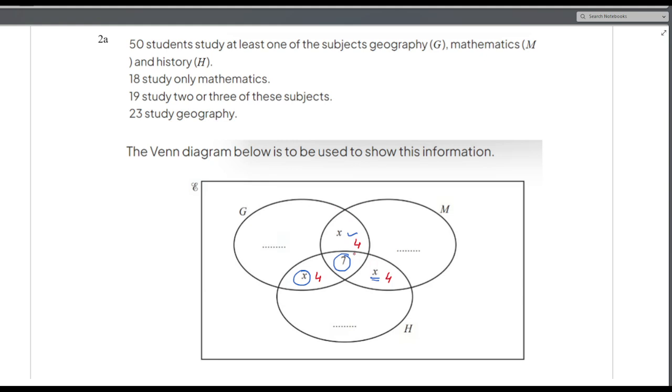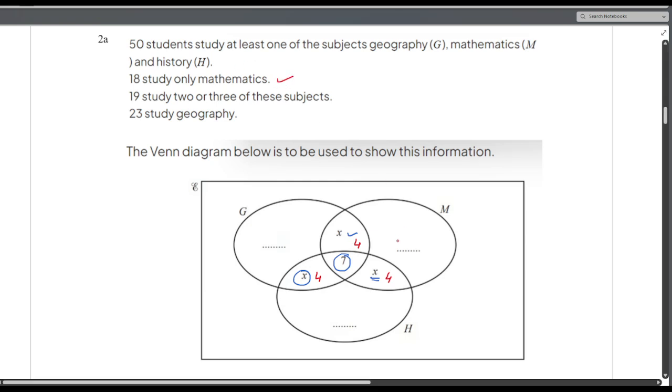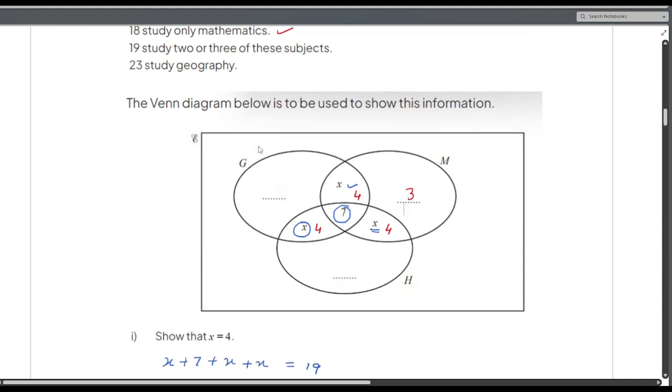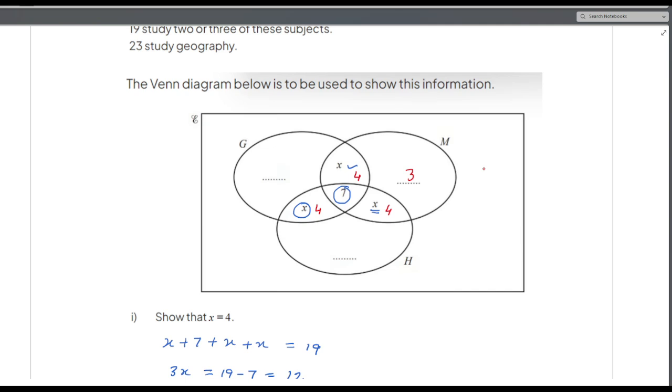So 15, now total 18 students are there. So 18 minus 15 is 3. So here I will write 3. 3 students only study mathematics, no other subject.